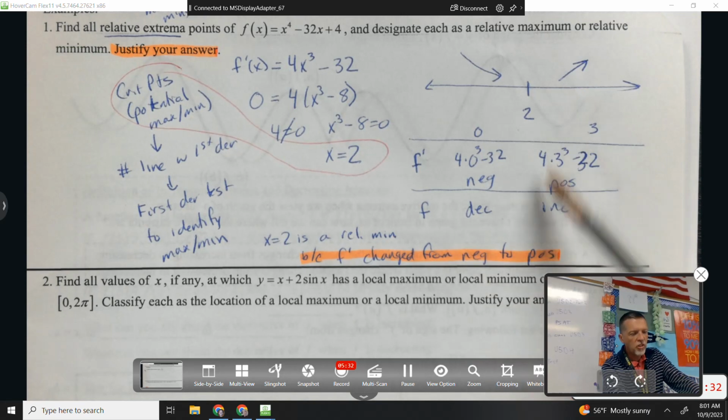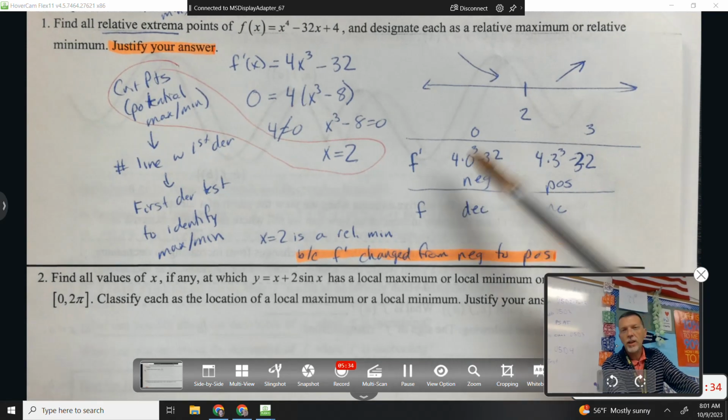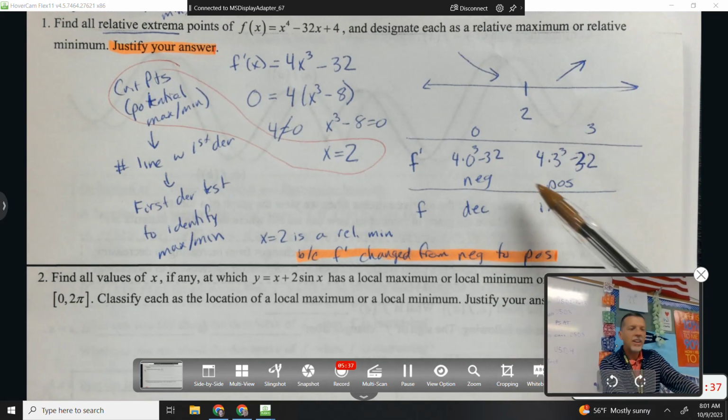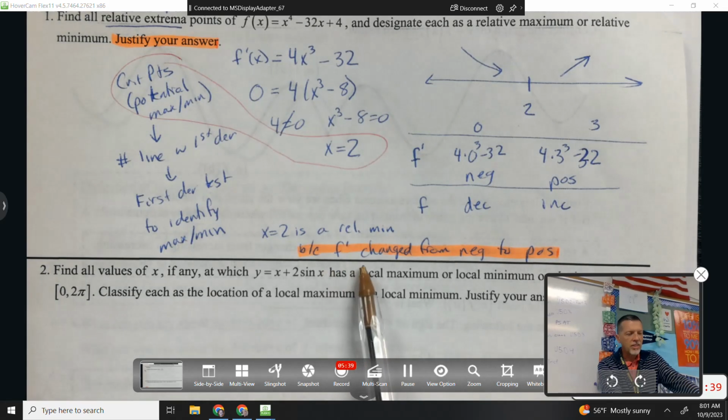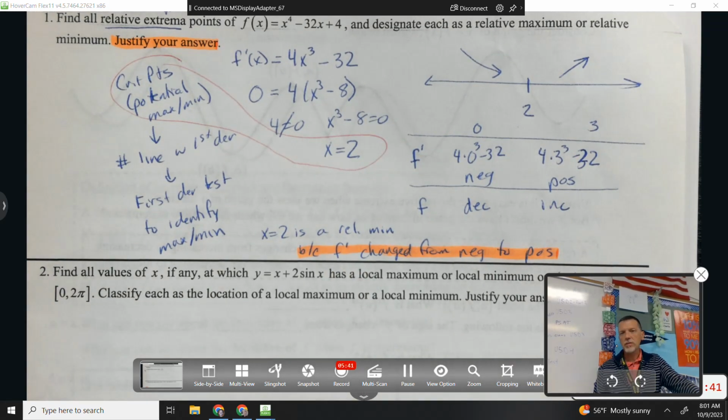Again, the picture and the table setup, all that's helpful, but that's not enough to justify your answer. You need to specifically say f prime changes negative to positive.